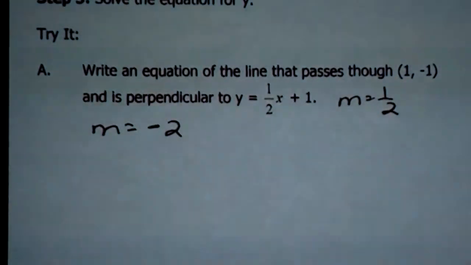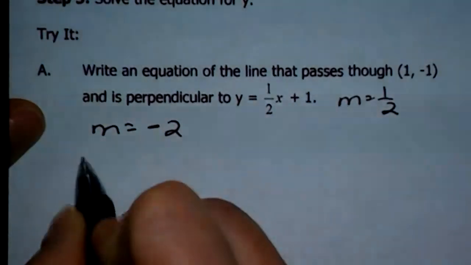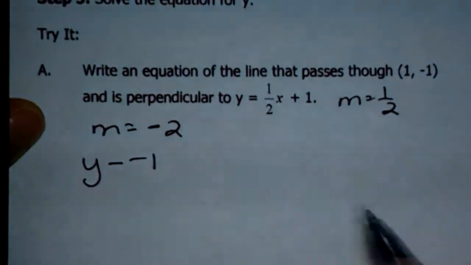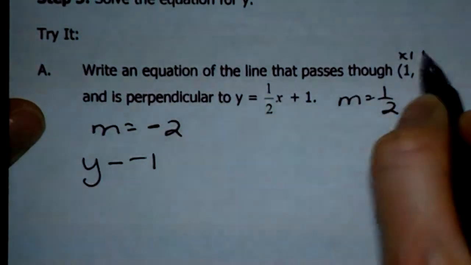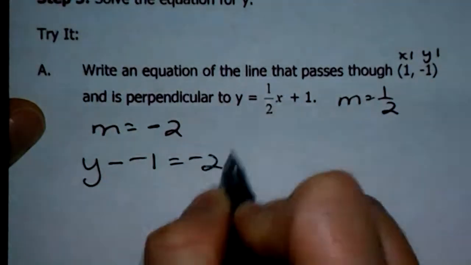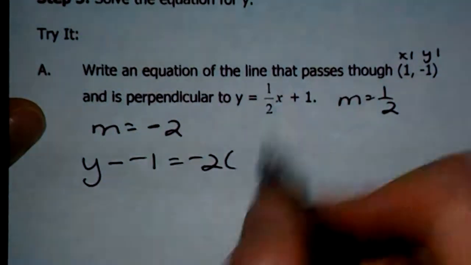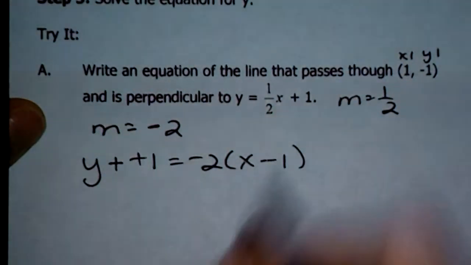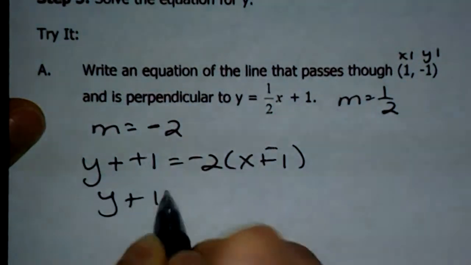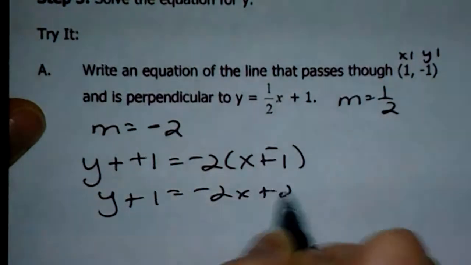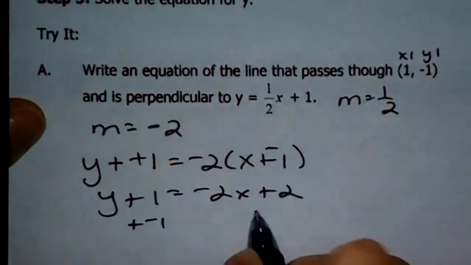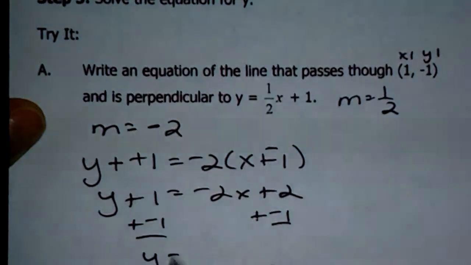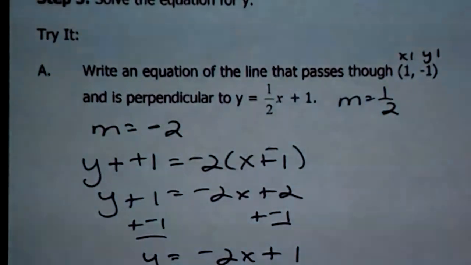And now the steps are exactly the same as the previous page. I'm going to take y minus y1. Remember, this is x1, this is y1. Equals the slope that I want, opposite reciprocal, times the quantity of x minus x1. And I'm going to keep change, and solve this for y. Add my negative 1, and y would equal negative 2x plus 1.